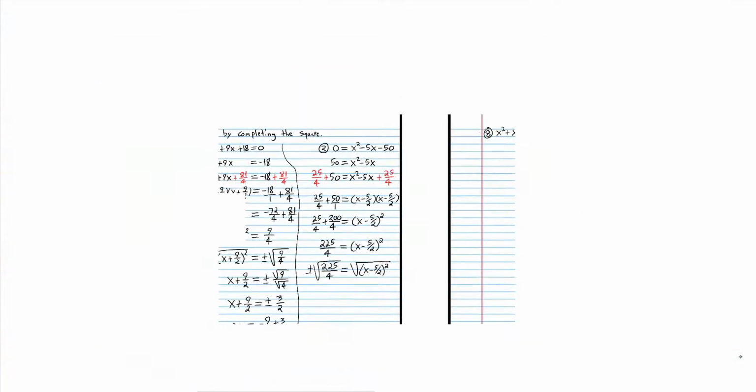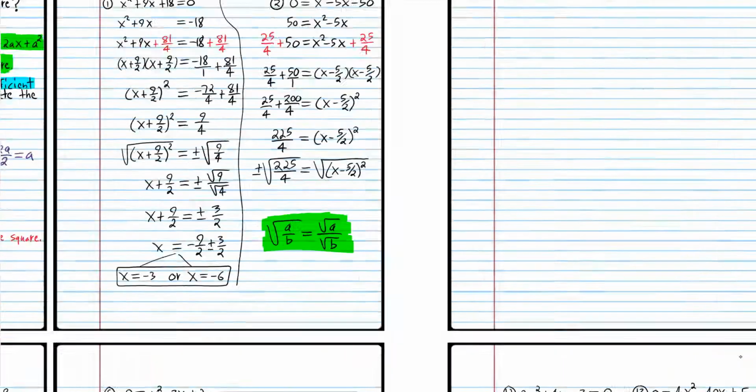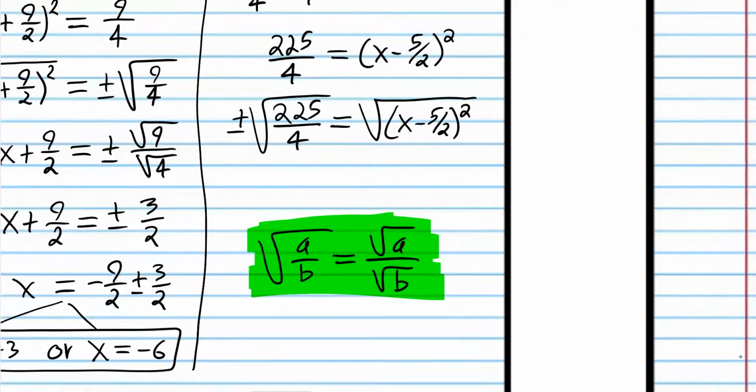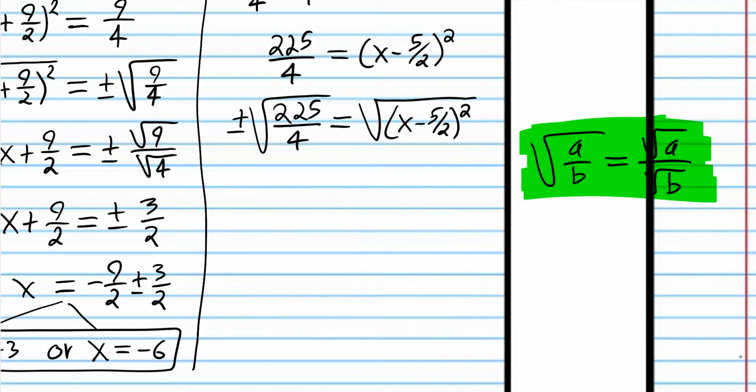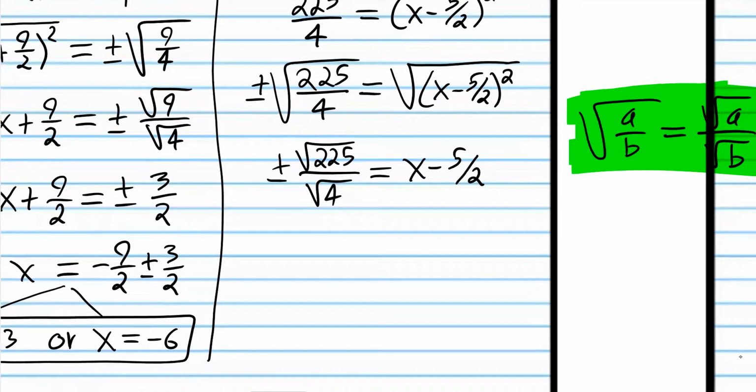And remember that principle. I'm going to bring it down just so you can remember. We learned that in a previous class. Whenever you square root a fraction, it's the same thing as square rooting the numerator and the denominator, so that becomes plus or minus square root 225 over square root 4. And the square root of 225 is 15. And the square root of 4 is 2.